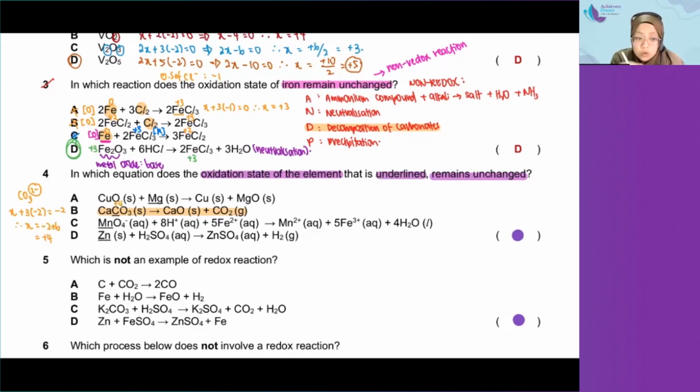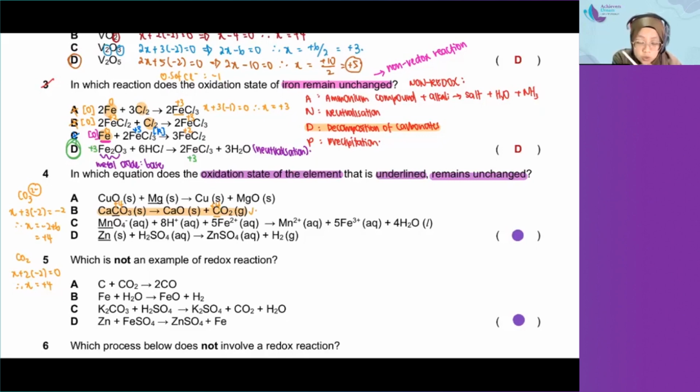It's -2. So when you solve for X, -2 plus 6, the oxidation state of carbon in carbonate is +4. Now look for a carbon-containing product. It is present in carbon dioxide. So same thing, let the oxidation state of carbon in carbon dioxide be X. X plus 2 oxygen atoms, 2 times -2, equals 0, because carbon dioxide is a compound and compounds are neutral. When you solve for X, the oxidation state of carbon in carbon dioxide is also +4. Hence, the answer is B.